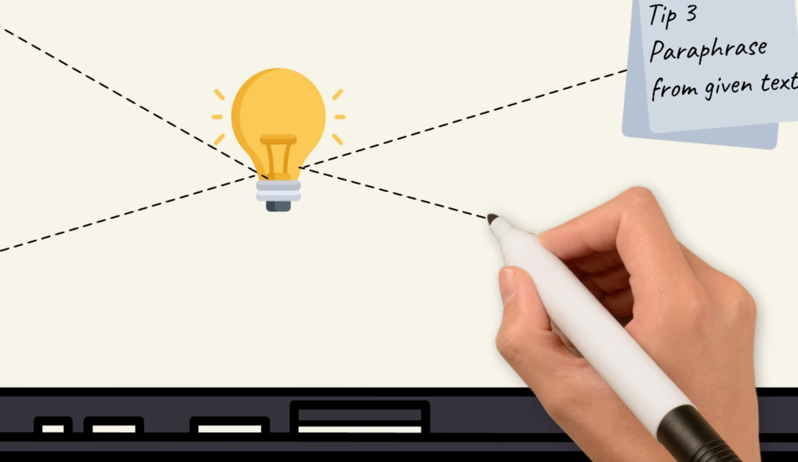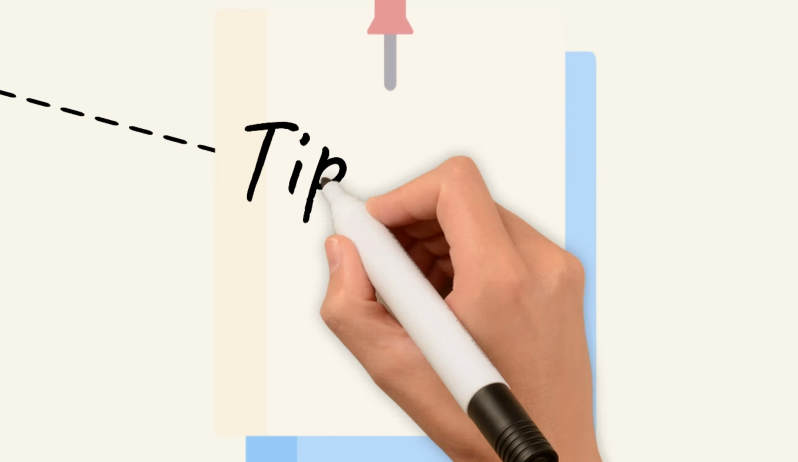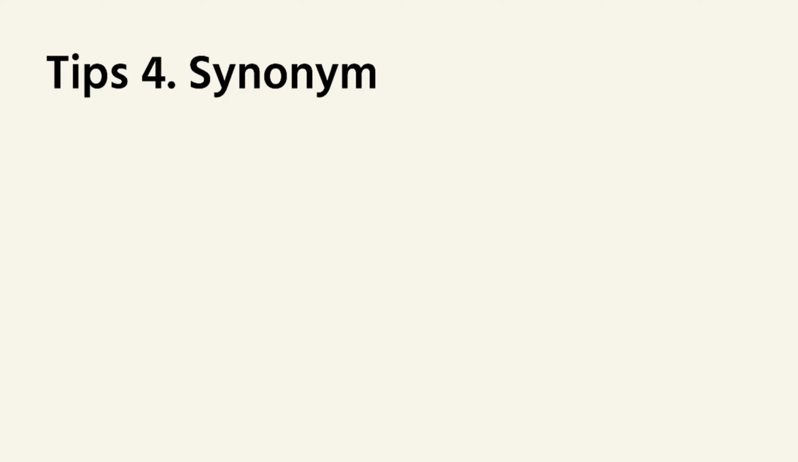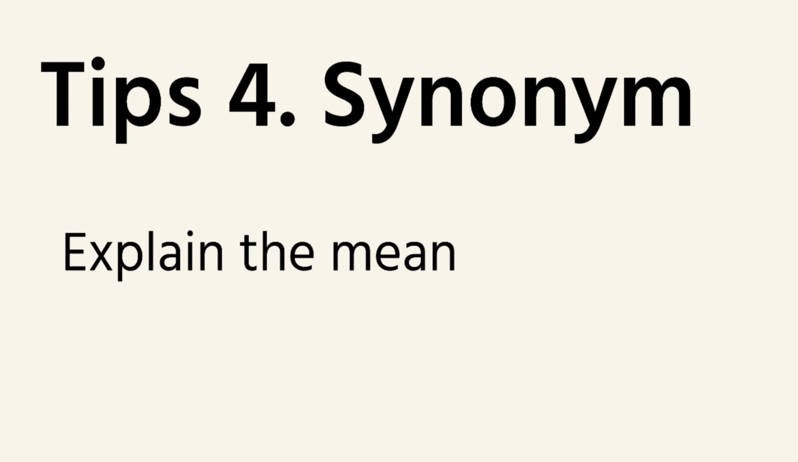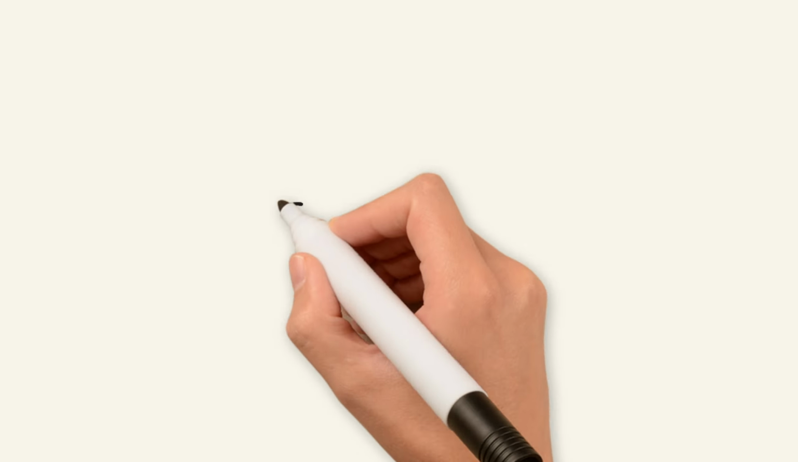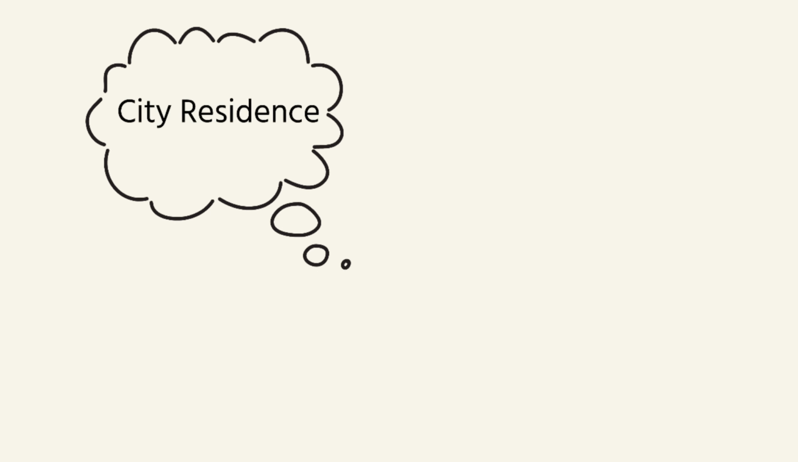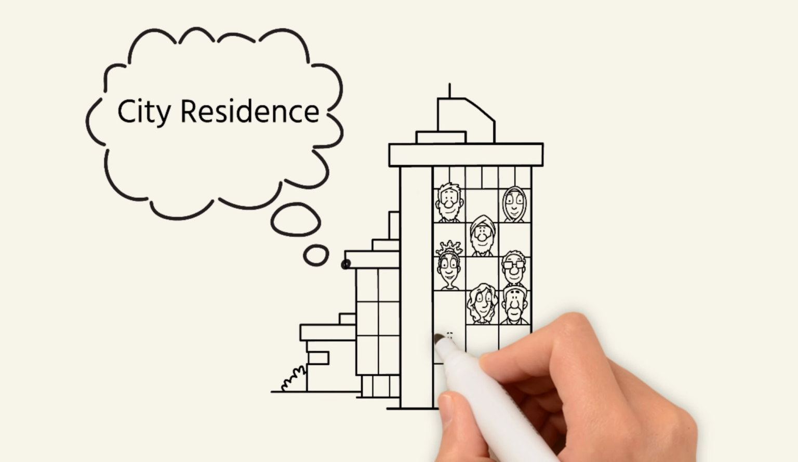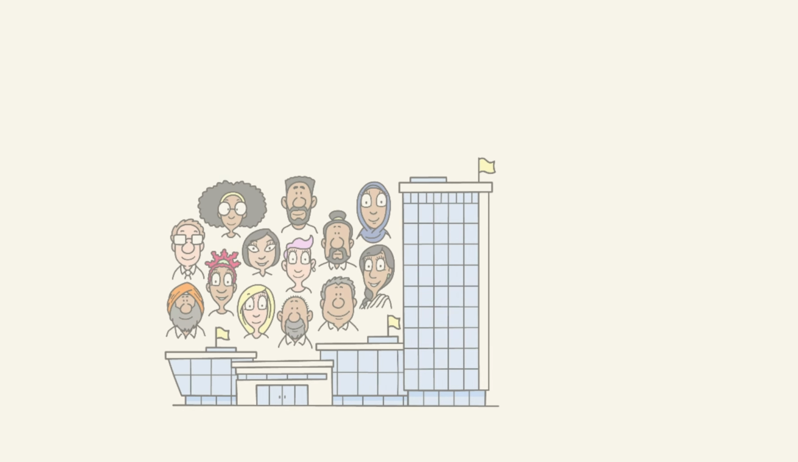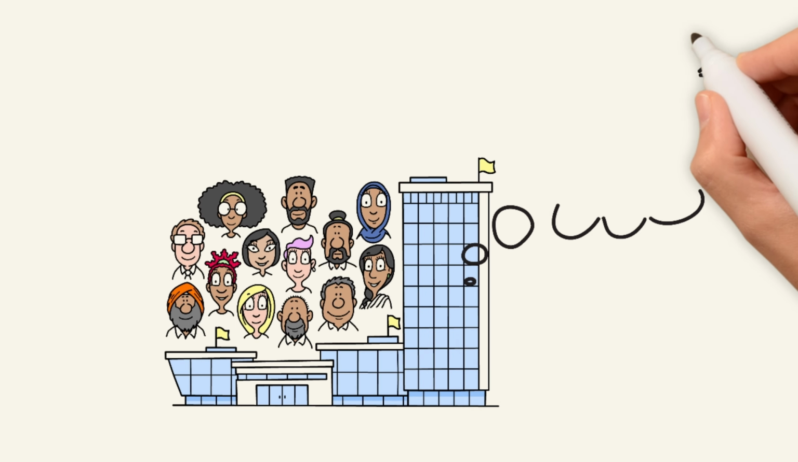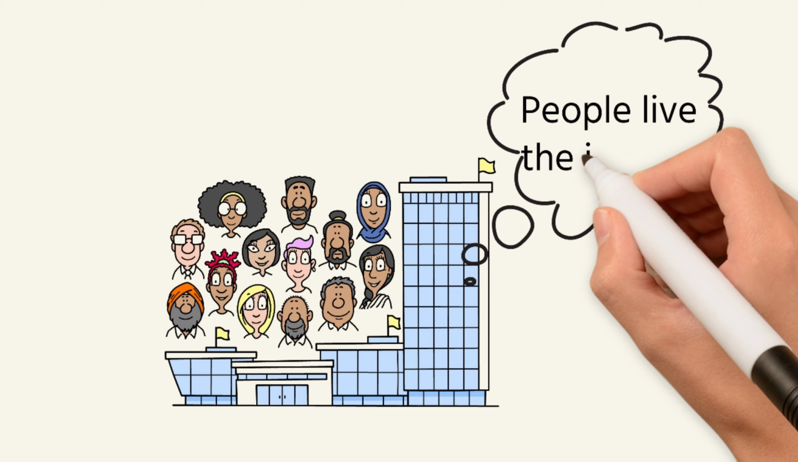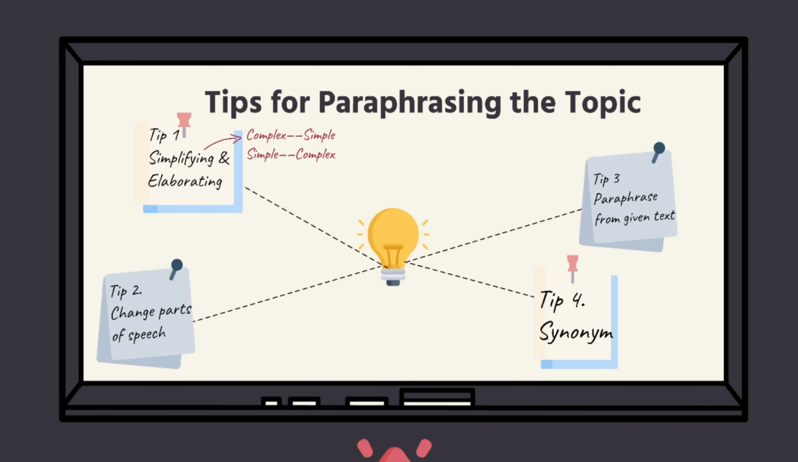Tip 4. Synonyms. Many people think it's a difficult technique. Here is my suggestion. Try to explain the word. For example, city residents. What does it mean? It means people who live in the city. So replace it with people who live in the city or city residents. These are my favorite 4 tips.